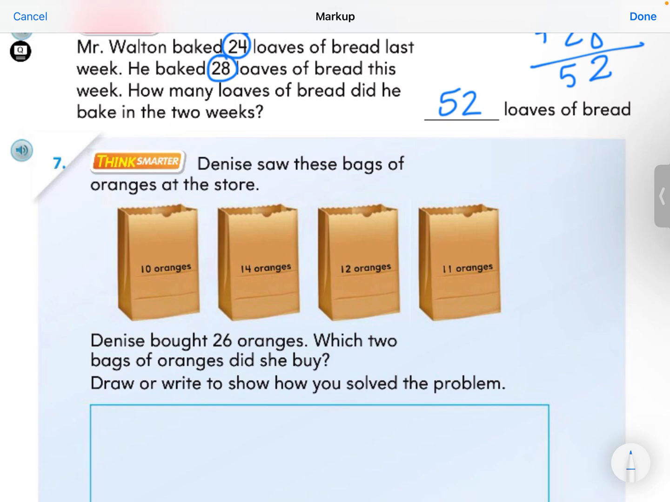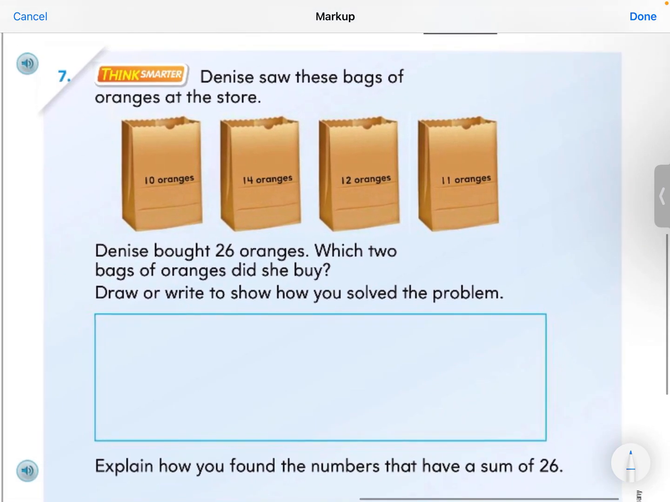Okay. Number 7. Denise saw these bags of oranges at the store. Her first bag had 10. The second bag has 14. Third bag has 12. Last bag has 11 oranges in there. Denise bought 26 oranges. Which 2 bags of oranges did she buy? You need to draw me a picture or write me a math sentence to show me how you solve the problem. Go ahead and pause right now.